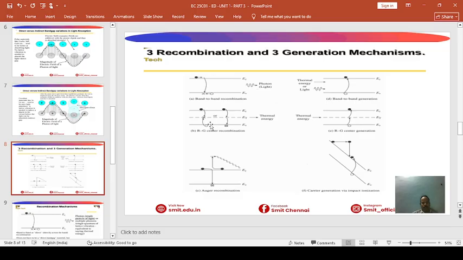The total lifetime is given by 1 divided by the total lifetime equals the sum of the inverses of the individual lifetimes. At low carrier concentration SRH dominates, and at high concentration Auger recombination dominates. The carrier lifetime determines the device performance. With that I am winding up the lecture.